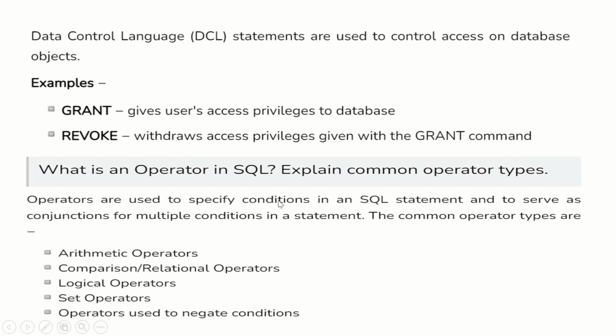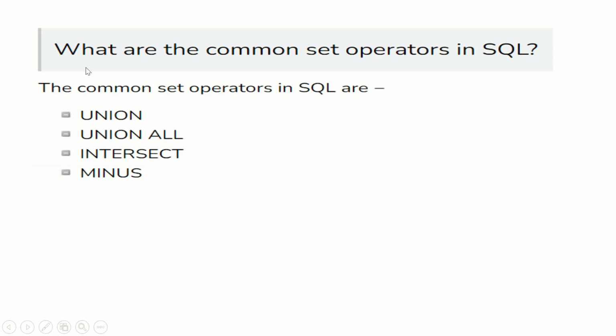What is an operator in SQL? Explain common operator types. Operators are used to specify conditions in an SQL statement and to serve as conjunctions for multiple conditions in a statement. The common operator types are arithmetic operators, comparison or relational operators, logical operators, set operators, and operators used to negate conditions. What are the common set operators in SQL? The common set operators in SQL are union, union all, intersect and minus.